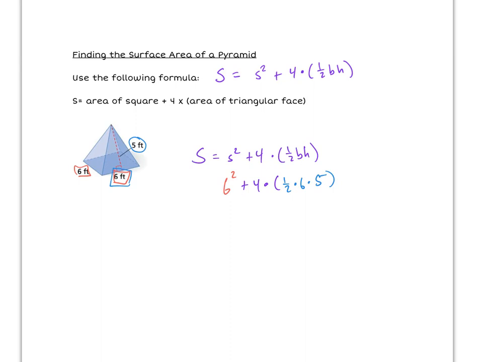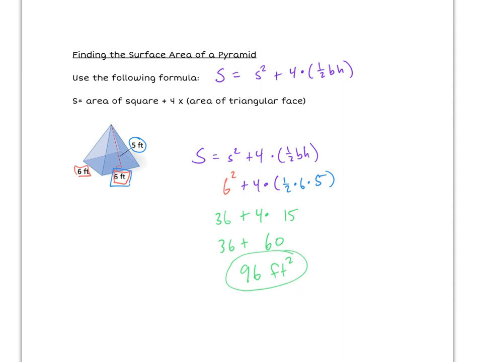So 6 times 6 gives me 36 plus 4 times, so we'll do the inside of the parentheses there, 0.5 times 6 times 5 gives me 15 there. So order of operations tells me I need to do my multiplication first. So 15 times 4 gives me 60. Then I add my 36, gives me 96. So I'd have 96 in its surface area, so feet squared because it's area. So that's surface area of a pyramid.